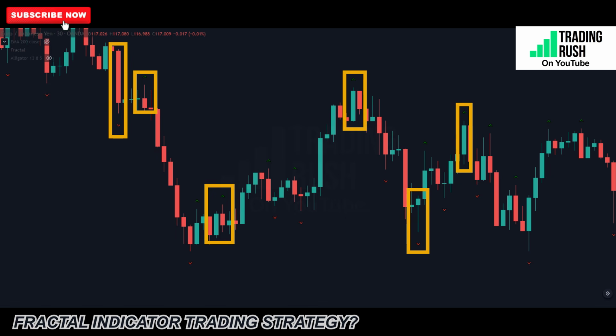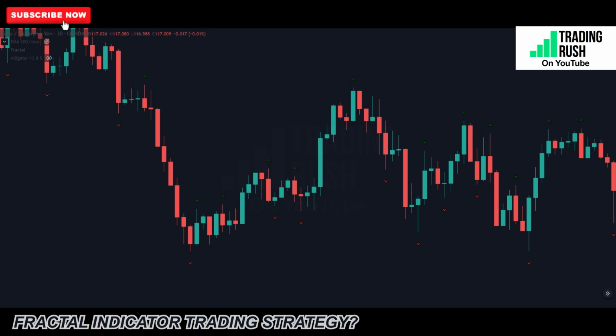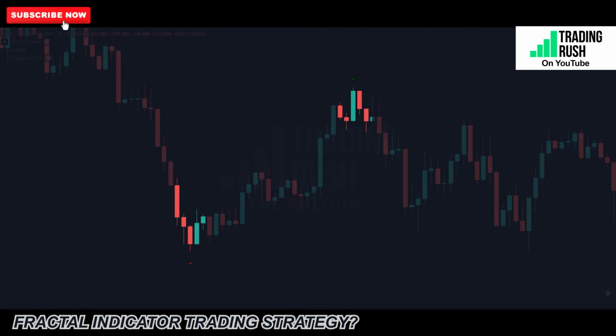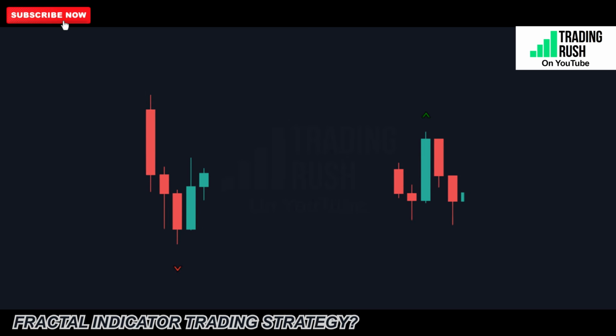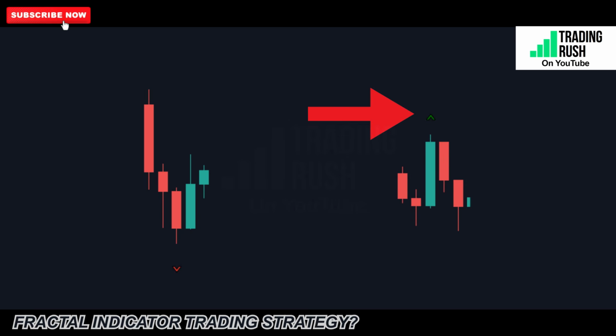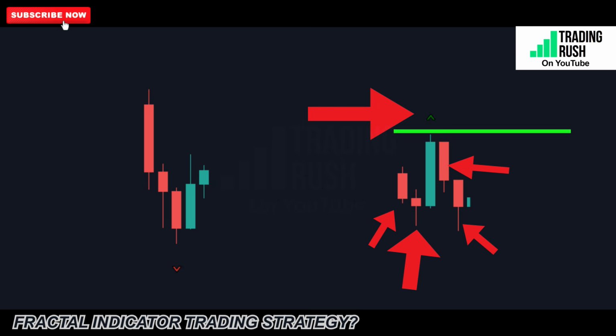But why are only some of the levels considered important by the fractal indicator? Why doesn't the arrow appear above other candles? Well, to answer that question, we will first have to understand how the fractal indicator works. The green fractal arrow will only appear when there are two candles with a lower high on each side of it. Here's an example. Here you can see the green arrow appeared when the two candles on each side of it had a lower high.